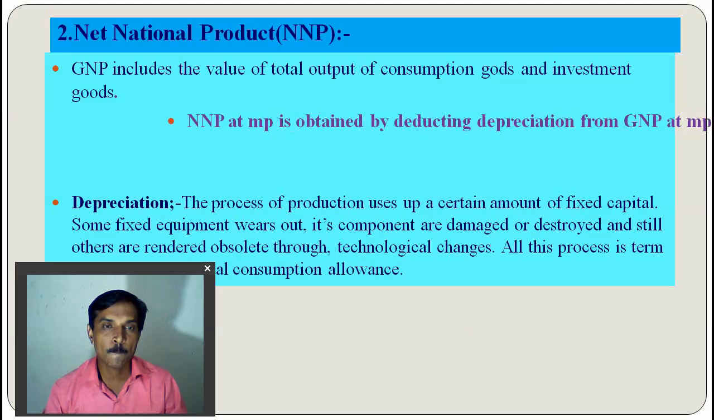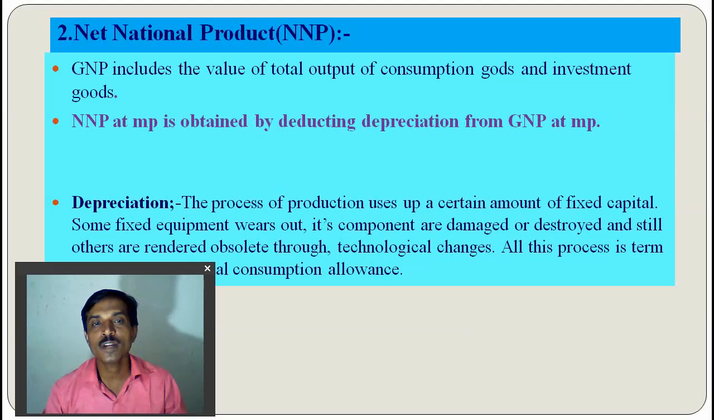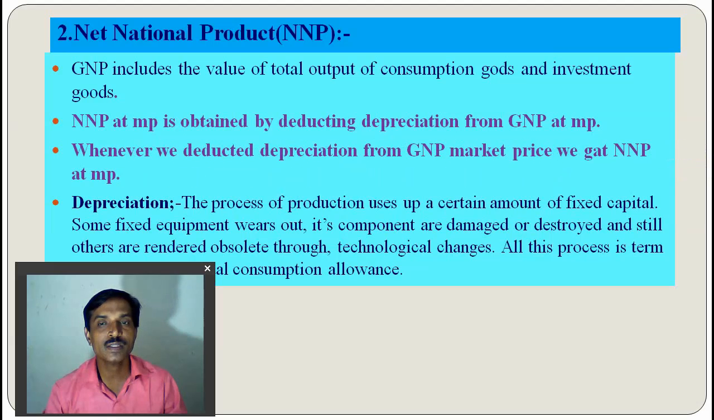NNP at market price is obtained by deducting the depreciation from GNP at market price. So GNP at market price minus the depreciation is equal to NNP. Whenever we deduct the depreciation from GNP at market price, we get the NNP at market price. So the equation is NNP is equal to GNP minus depreciation. So what is depreciation? Depreciation is the wear and tear cost and maintenance cost of machinery, buildings, equipment and assets.